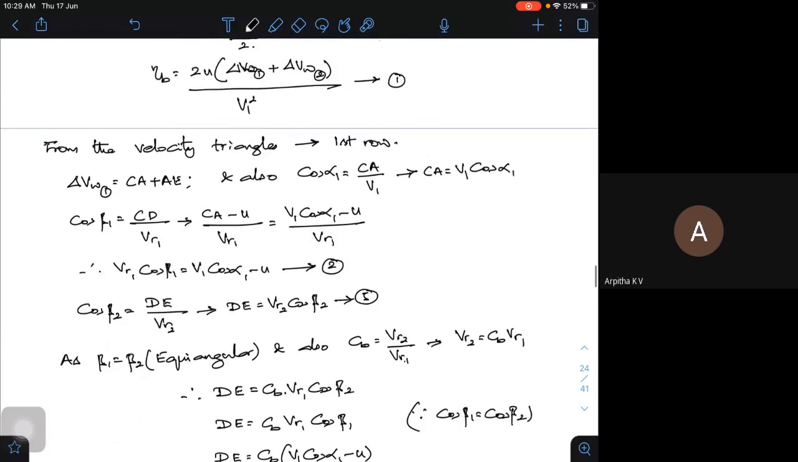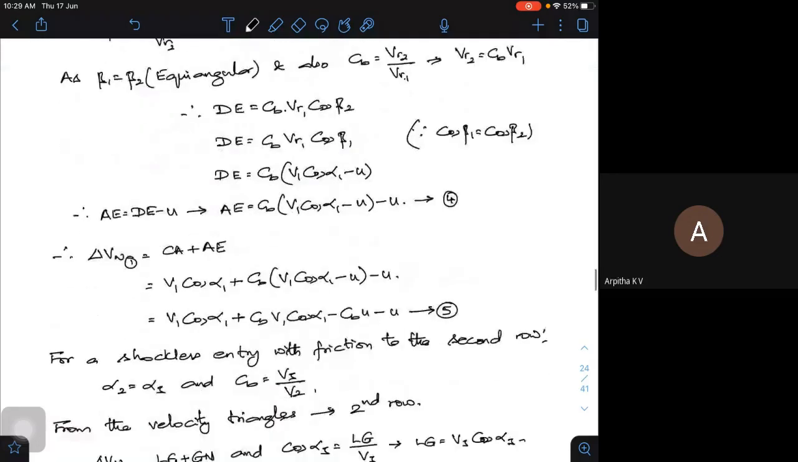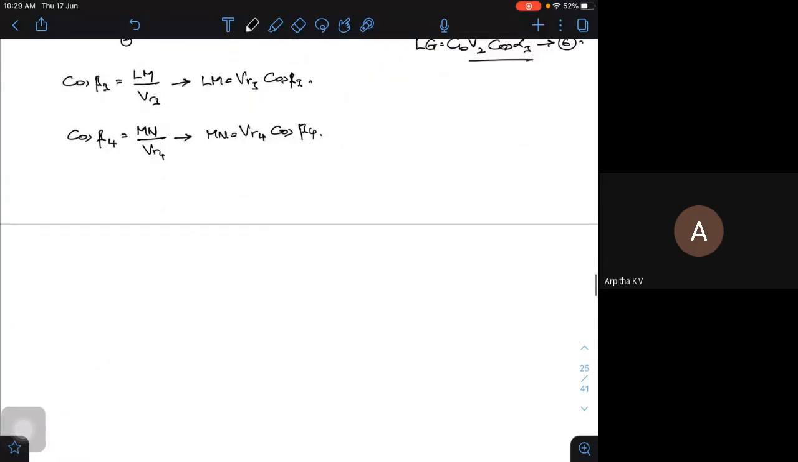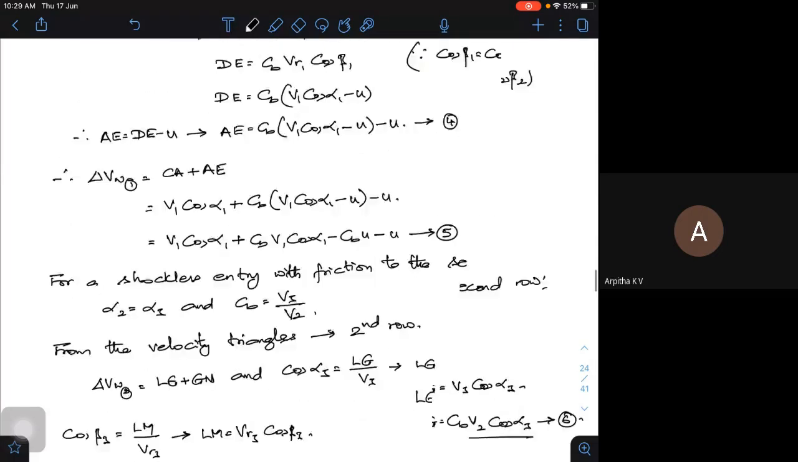Okay. Now if you go back and see here, see what we have done, V1 cos beta 1 is equal to V1 cos alpha 1 minus U. Now your Lm is equal to VR3 into cos beta 3. So your beta 3 is equal to your beta 4 because of equiangular. Same thing whatever we did for the first stage, equiangular.